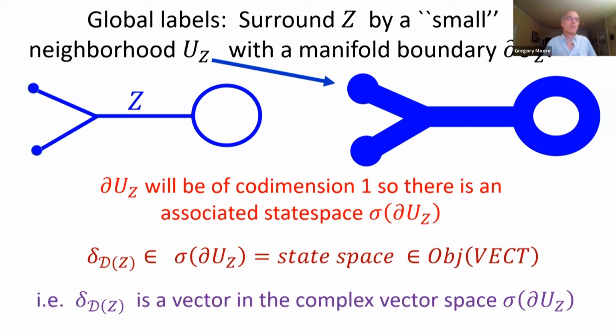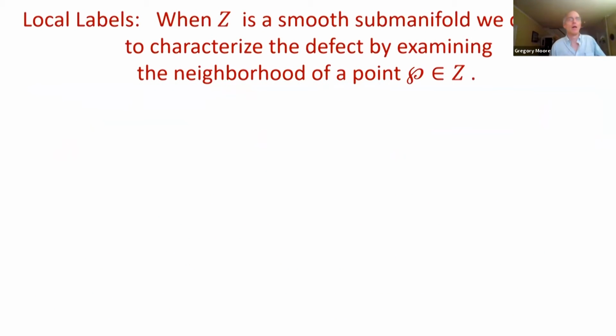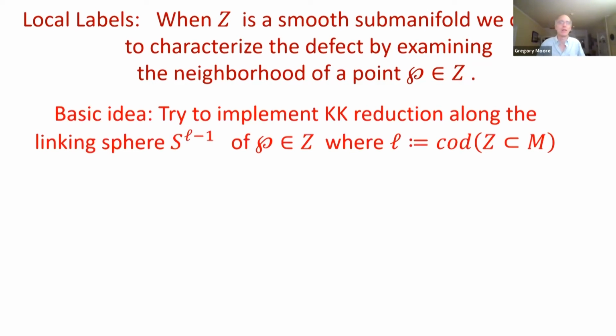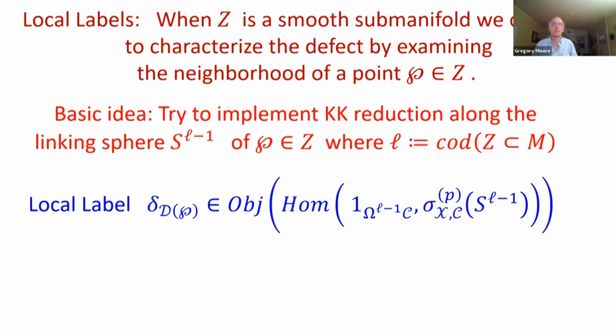But this might be very hard to get your hands on. You might want to say, well, can we look more locally on the defect and describe it that way? And those are the local labels. So when Z is a smooth submanifold, we can hope to characterize our defect by examining just the neighborhood of a point of the defect. The basic idea here is to try and implement Kaluza-Klein reduction along the linking sphere of that point. Remember, L is the codimension. If you follow that idea through, then the local label is a little complicated. Let me unpack this formula for you.